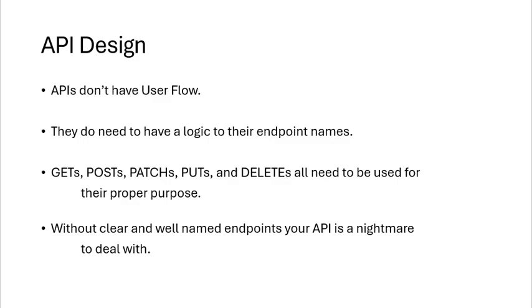It needs to have a clear logic to its endpoint names. This is where standard protocols come in. GETs, POSTs, PATCHes, PUTs, and DELETEs all need to be used for their proper purpose. Imagine the frustration of a developer trying to use your system when a GET request unexpectedly deletes a record. Additionally, without clear and well-named endpoints, your API becomes a nightmare to deal with. When we design APIs with clarity, we enable the entire development ecosystem to move faster and with fewer errors.